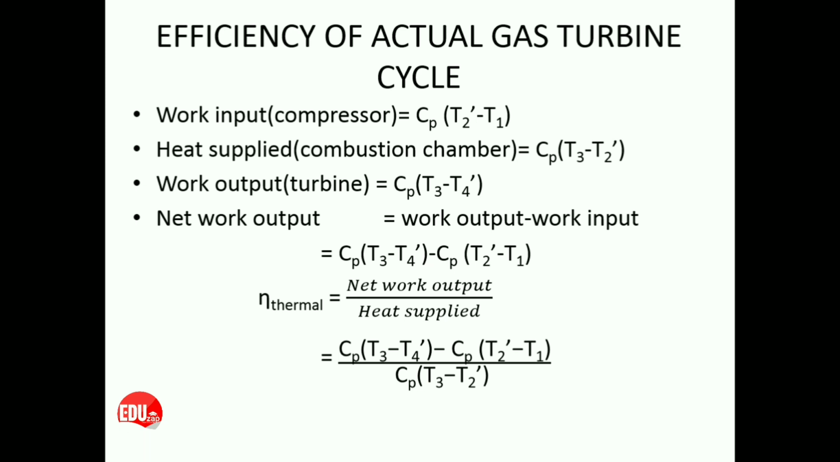Now coming to the efficiency of the actual gas power cycle or gas turbine cycle, the work input for the compressor is equal to Cp into T2 dash minus T1. Since heat is supplied during the process T2 dash to 3 in the combustion chamber, we can write heat supplied is equal to Cp into T3 minus T2 dash. Work output from the turbine will be Cp into T3 minus T4 dash, and net work output will be equal to work output minus work input. So thermal efficiency is equal to net work output divided by heat supplied. So we will get the relation like this.